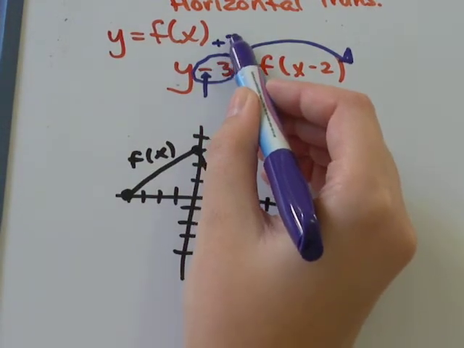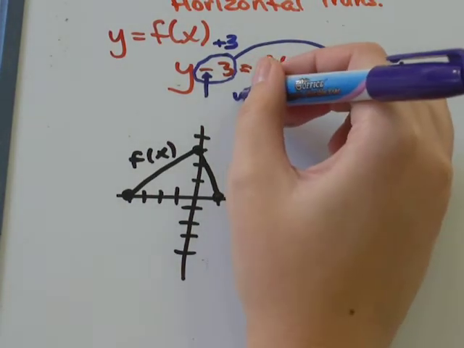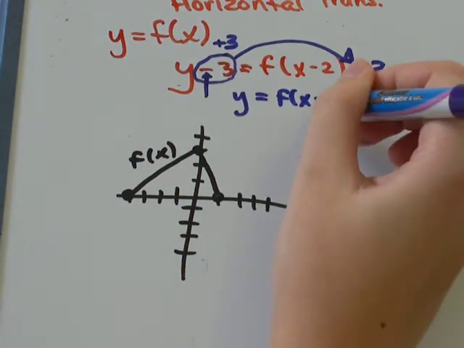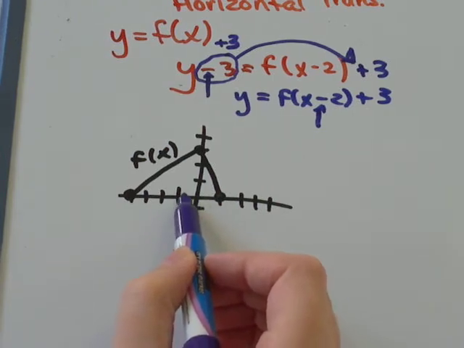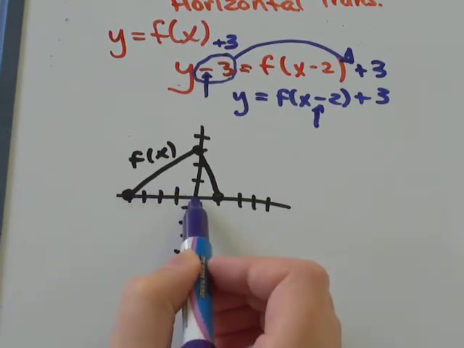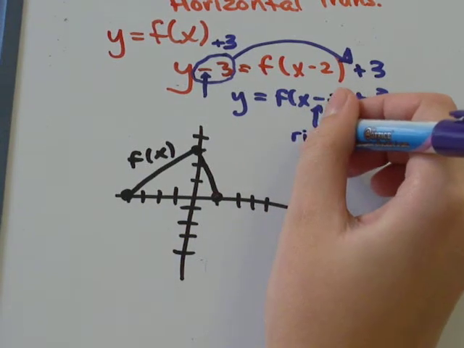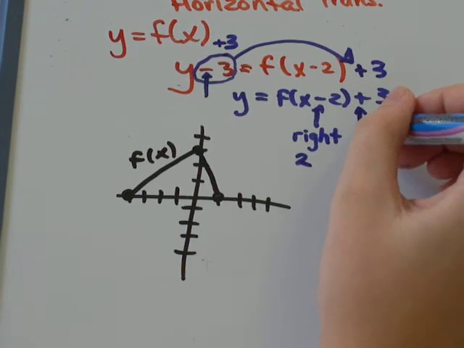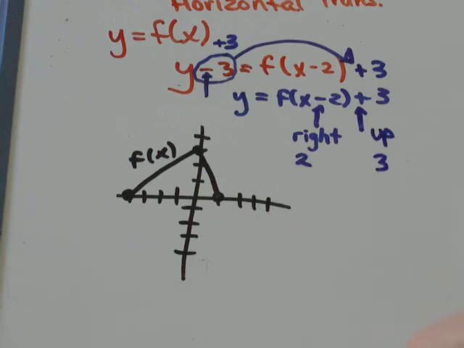So how do I get rid of negative 3? Add 3 to both sides. So my new equation is going to be y equals f of x minus 2 plus 3. And for that negative sign, negative is this direction, right? Starting here and going more negative, you're going left. Do the opposite. The opposite of going left is going right. So we're going to go right 2 units and then do what this sign says. It says plus 3, so we're going to go up 3 units.